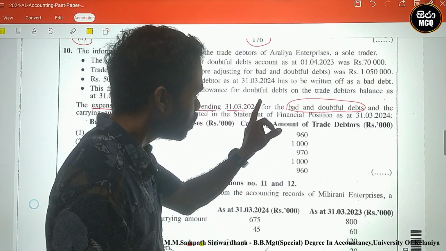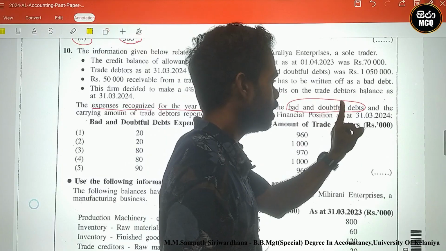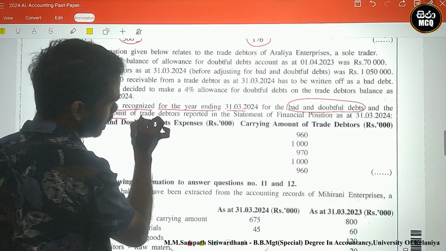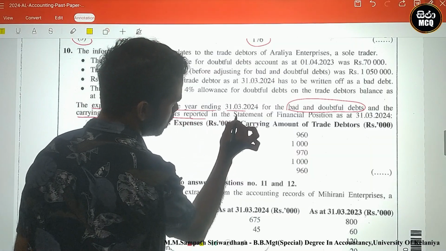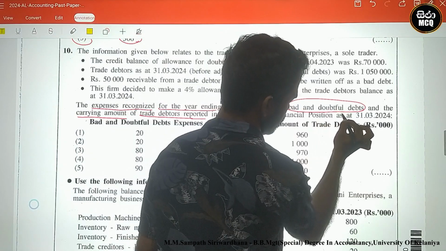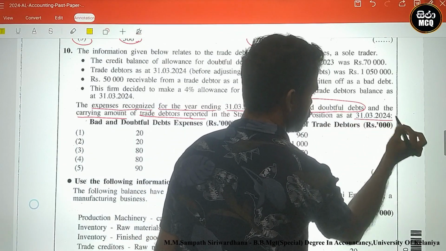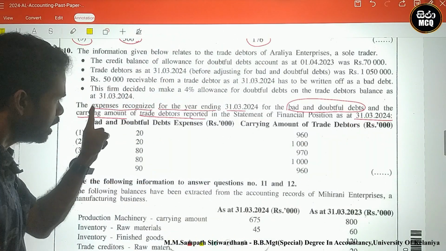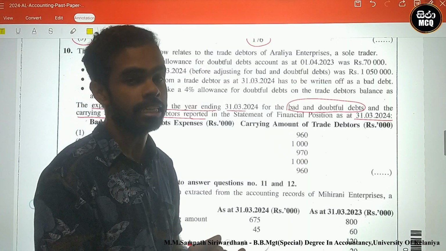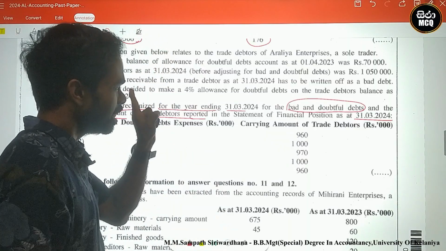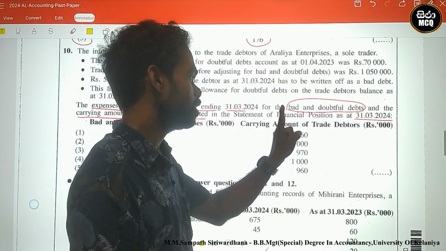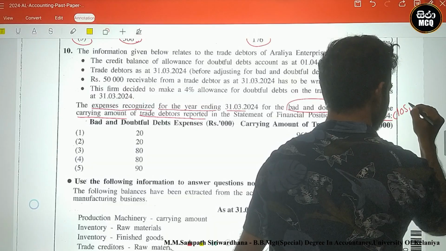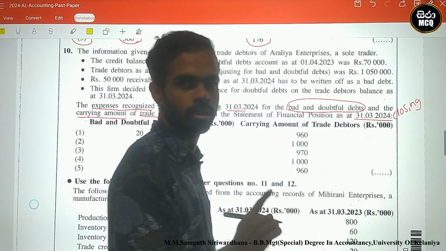Which expense? For the bad and doubtful debts, and the carrying amount of trade debtors reported in the statement of financial position as at 31st March 2024. This is the closing. The carrying amount of trade debtors, debtor control account, reported in the statement of financial position as at 31st March 2024. 2024 means closing. There is a closing balance.